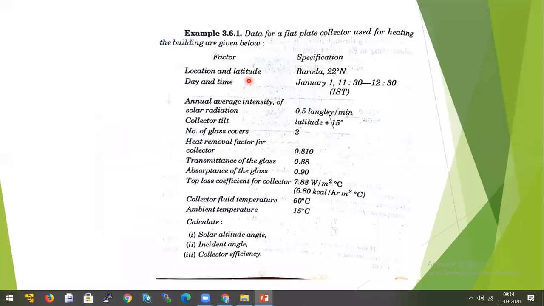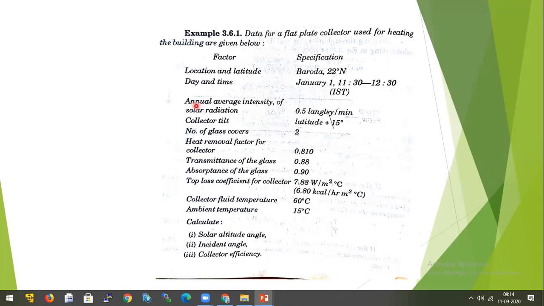First, it is given at the location of Baroda. The latitude of Baroda is 22 degrees north. Latitude is given, not longitude. And the day and time: it is January 1st and the time is 11:30 to 12:30, given in Indian Standard Time.